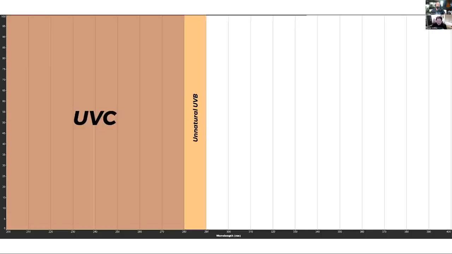Okay. This part of the spectrum is, again, unnatural. So the body and animals haven't evolved a defense against it. Gotcha. The same way we have against UV, you know, the natural part of UVB.